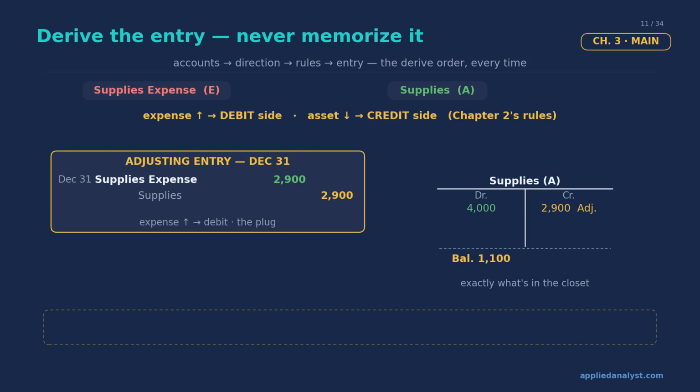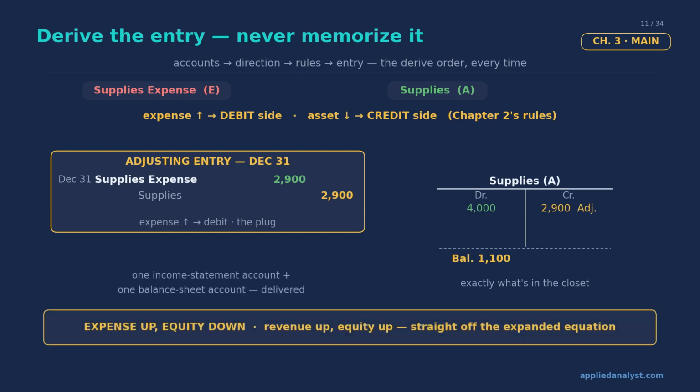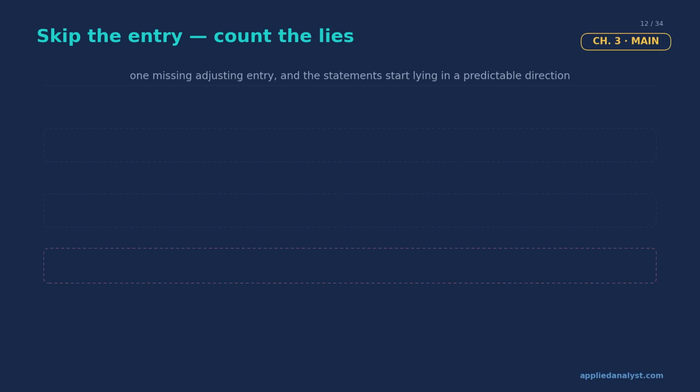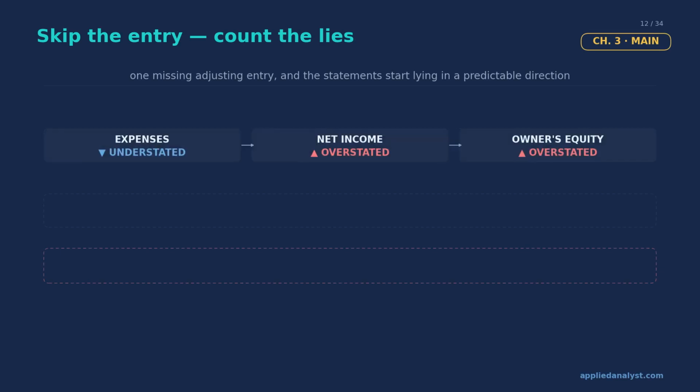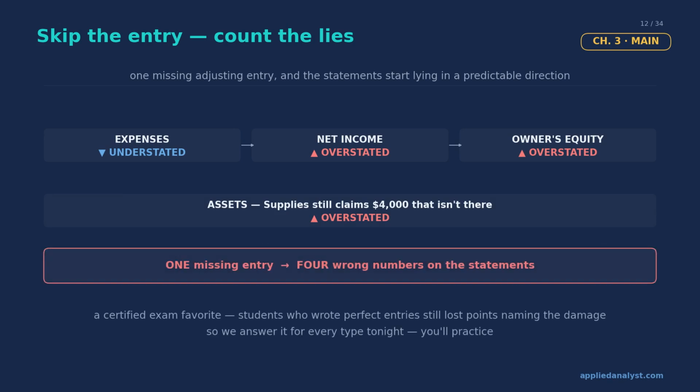And notice the double move. Straight off the expanded equation. The expense account goes up, while owner's equity goes down. Expense up, equity down. Revenue up, equity up. One income statement account, one balance sheet account. Golden detail 1, delivered. What happens if you skip that entry? Count the lies. Expenses are understated, so net income is overstated. So owner's equity is overstated, and assets are overstated too. Because supplies still claims $4,000, that isn't there. One missing entry. 4 wrong numbers on the statements.